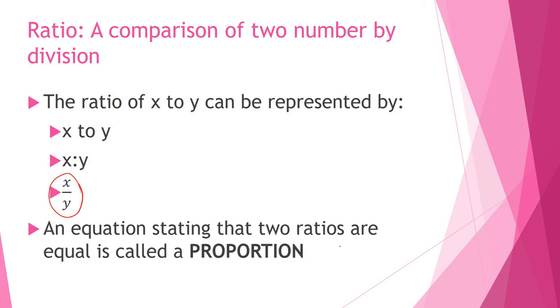An equation stating that two ratios are equal is a proportion. So if I have x over y equal to w over z, that's two ratios equal to each other. We call that a proportion. They are proportionate.